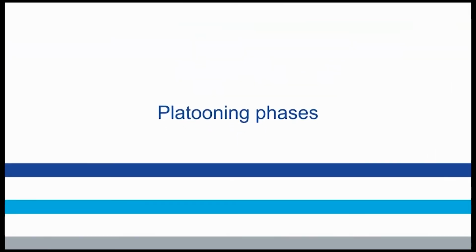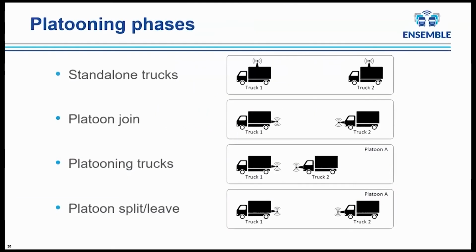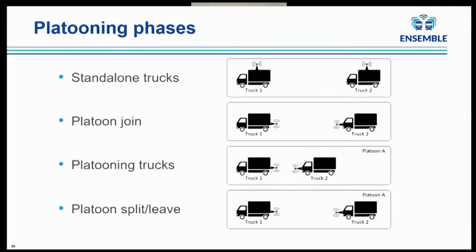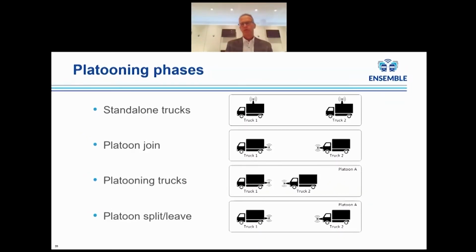Platooning takes place in 4 phases. You can see them here. The first phase is the standalone trucks phase. There's no interaction between trucks at all. The second phase is what we call platoon join. That means 2 trucks start to interact with each other to build up a platoon. The third phase is a phase of platooning trucks. And here the trucks are actually communicating to establish a platoon or to keep the platoon alive. And the fourth and last phase is when the truck leaves a platoon or a platoon is split up.